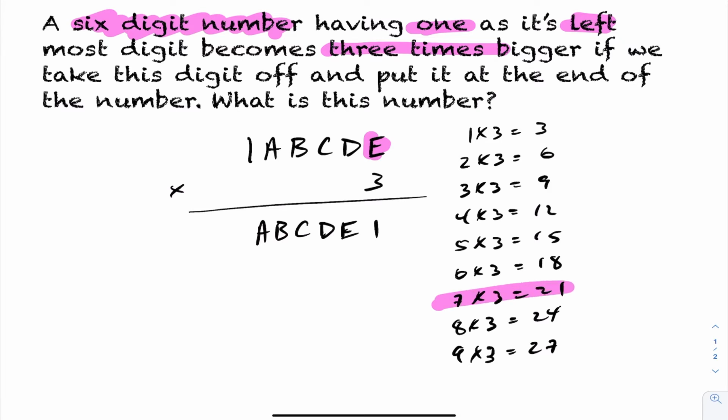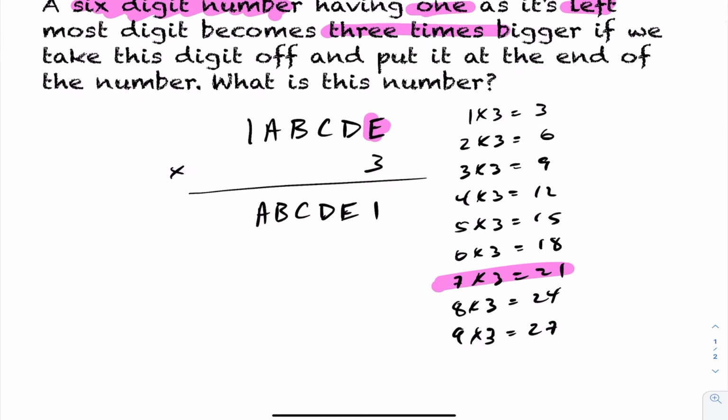So therefore, it must be the case here that E is 7. E would have to be 7 here. So let's change E to 7. I'm going to change E to 7. Okay, let's continue on using this strategy. 7 times 3 is 21. So then we're going to add 2 here.